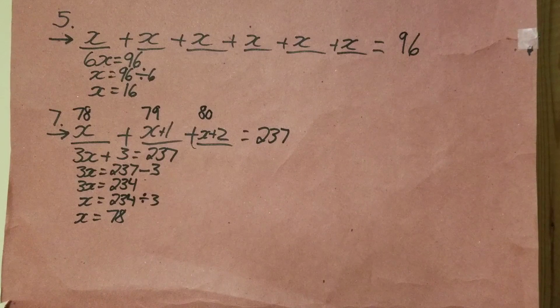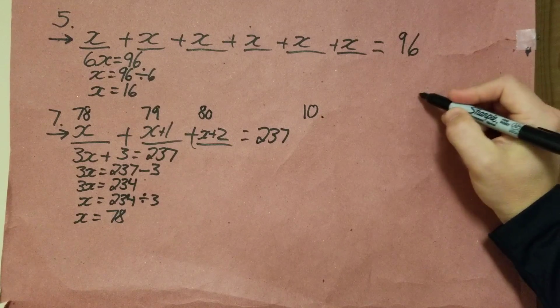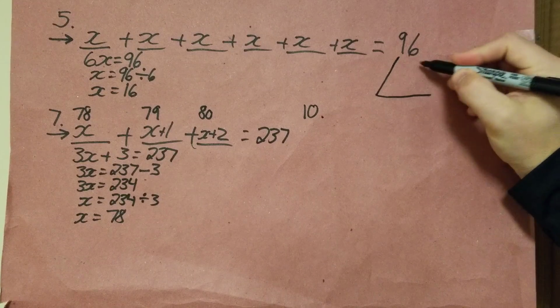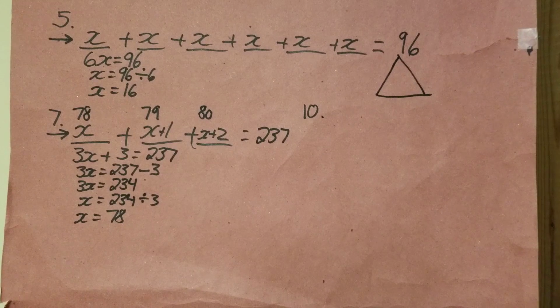Let's do number 10. So number 10 says each of the equal sides of an isosceles triangle is 5 centimeters greater than the base. The perimeter is 46. What is the length of each of the sides of the triangle? Okay, let's read that again. Each of the equal sides of an isosceles triangle is 5 centimeters greater than the base. So I have a triangle. That looks more equilateral than isosceles, but that's okay.